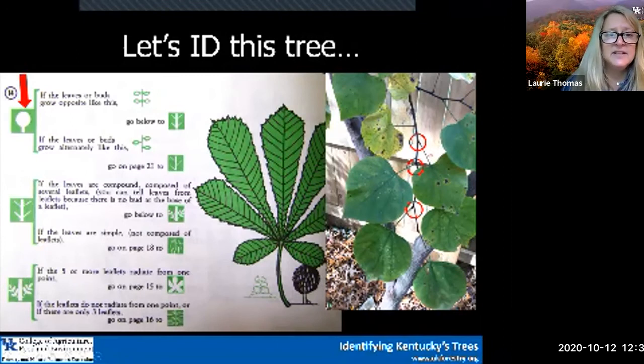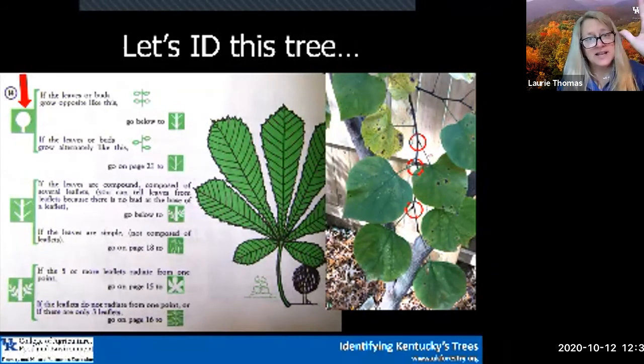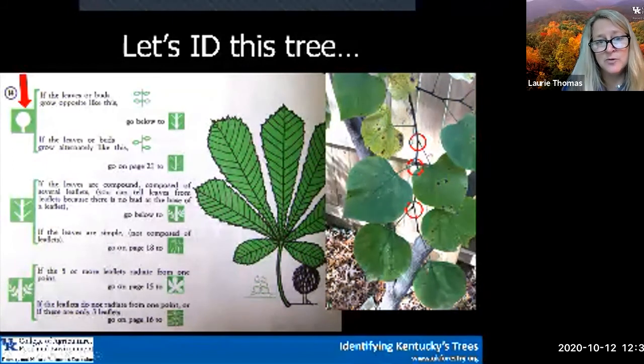And it asks if the leaves, now remember it's arrangement, so you figured out you've got needles or leaves, now it's going to ask about arrangement. If the leaves or buds grow opposite, and it even gives you a picture of what that looks like, or if the leaves or buds grow alternately like this, it gives you a picture. So if we look at our example over here, we've got a leaf here, and we stagger down, there's another leaf, stagger, another leaf. Very clearly, hopefully everybody saw that it has alternately arranged leaves.